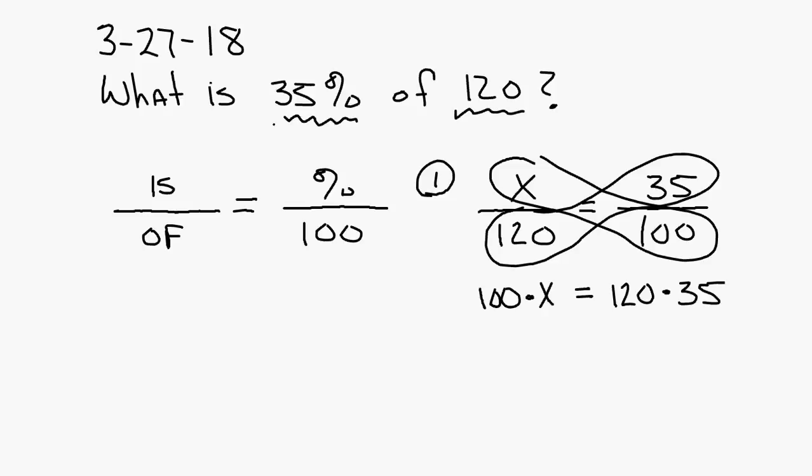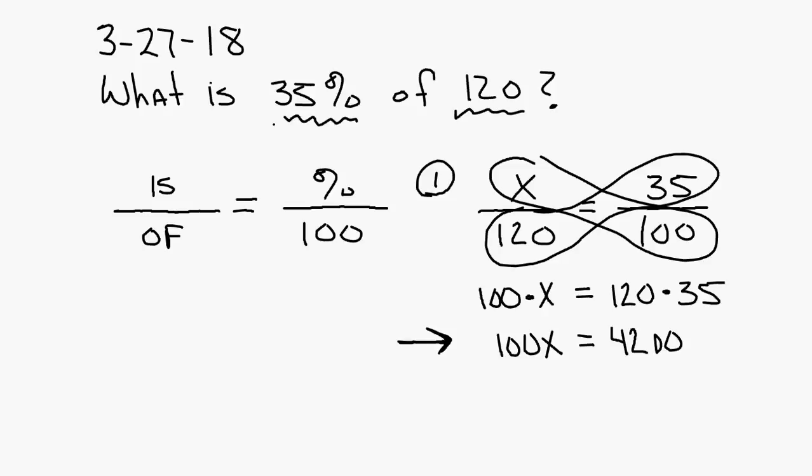If you don't want to write this out, 100 times x equals 120 times 35, you at least have to write out 100x is equal to 120 times 35, which is 4,200. You have to at least write this out. You got to write the proportion. You got to write this step.